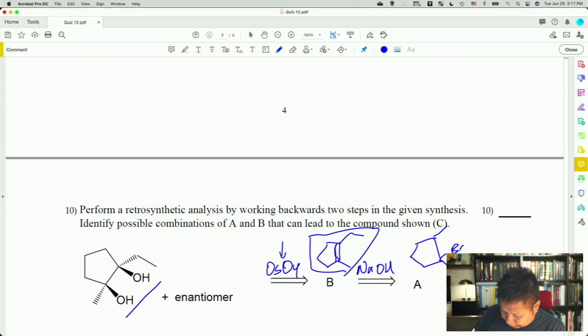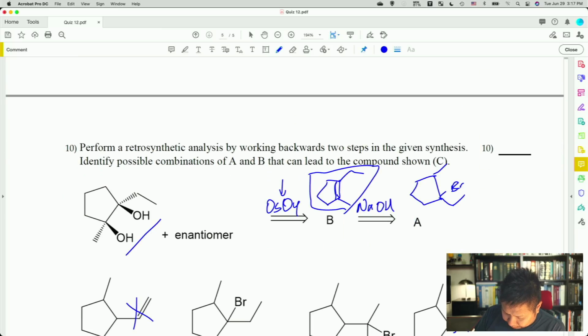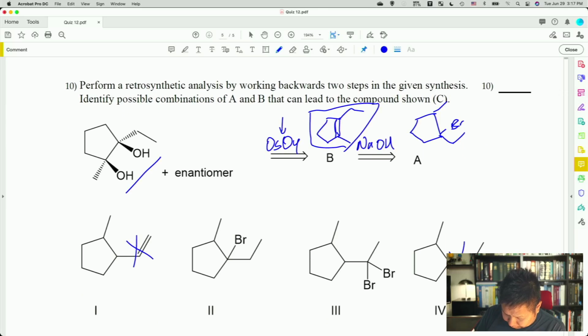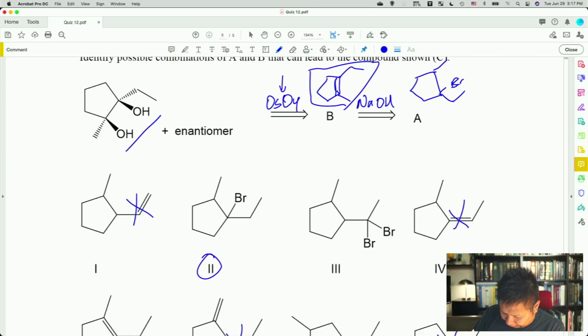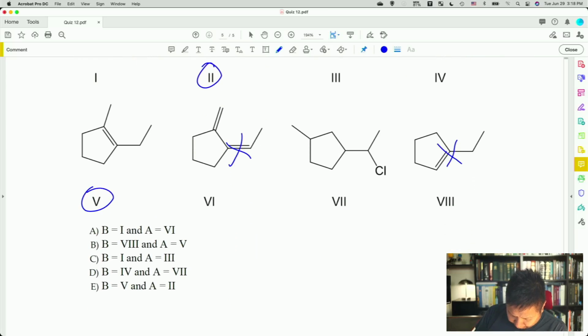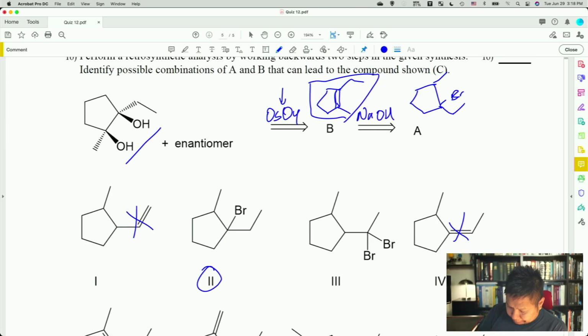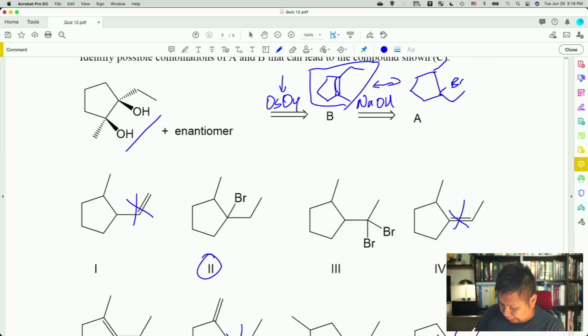And then we need our next structure here, which is going to be the cyclopentane with the bromine substituent next to the ethyl group, right? And that's going to be structure 2. So let's see here. We want B to be structure 5, and then A to be structure 2. Ah, here we are. B equals 5, A equals 2. Okay. Good stuff. I just flipped it upside down from here to here, by the way. Anyway, that will be the end of our quiz solutions video.